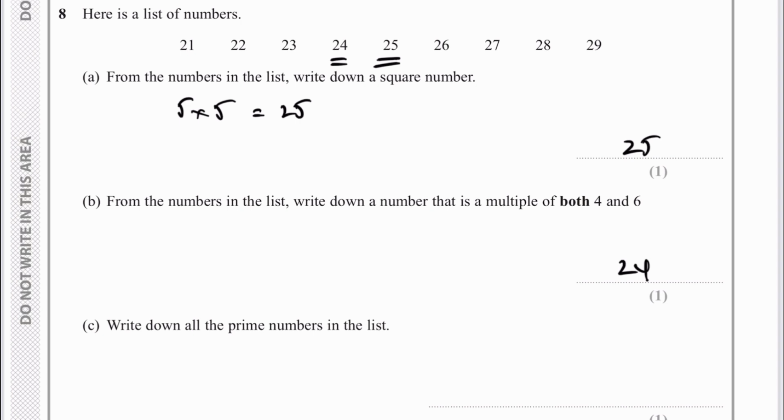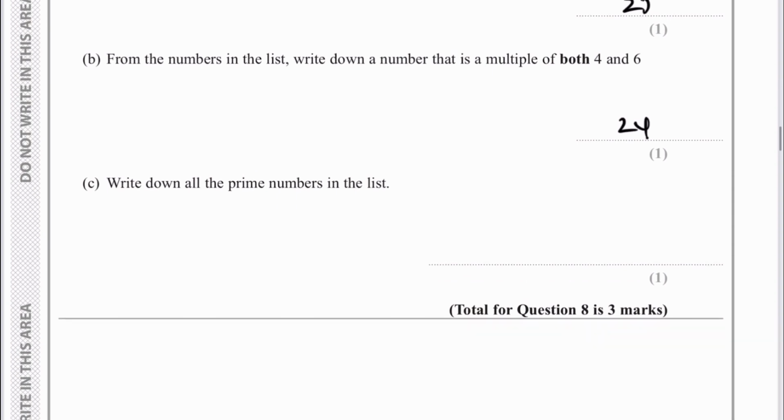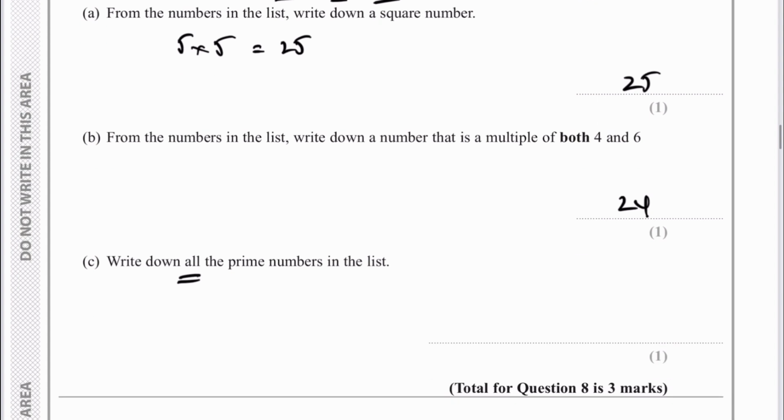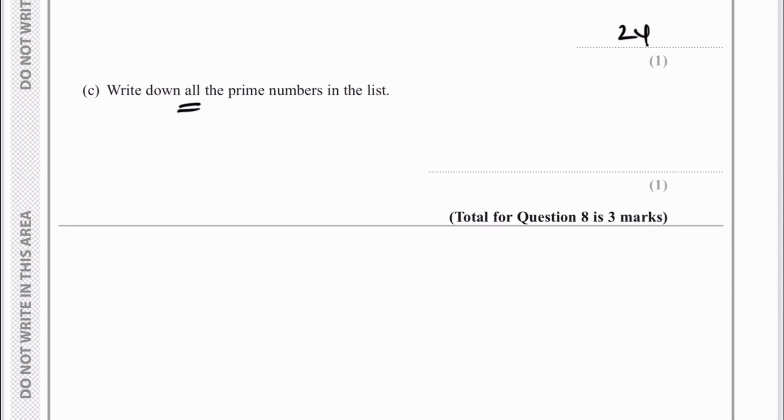And then it finally says, write down all the prime numbers on the list. A prime number is a number that's only divisible by itself and 1. The key issue with this one is it says all, so there's more than 1. If we go back to the list, it's going to be 23 and 29, because you can't divide those numbers by anything other than themselves and 1.